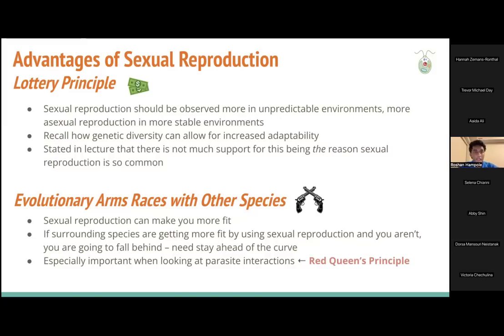There's a lot of emphasis placed on this when you're looking at parasite interactions, because by using sexual reproduction, you're going to keep changing your genome. Parasites won't be able to adapt to your body type, since with sexual reproduction your body type's going to keep changing. And this whole idea, not specifically with parasites, but just staying ahead of the curve, is known as the Red Queen's principle, which is something you have to know. Next slide.